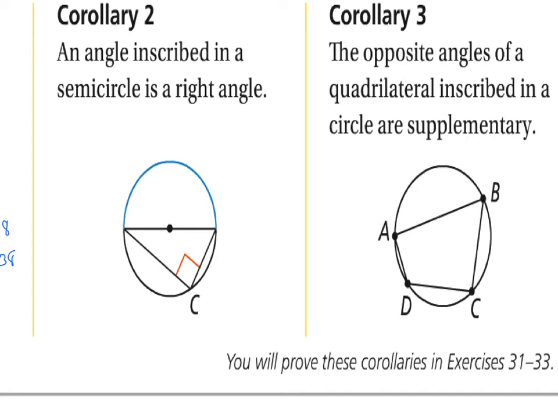Second corollary says an angle inscribed in a semicircle is a right angle. Well, the reason being, again, here's angle C. If I follow angle C, it intercepts the whole semicircle here. Semicircle is 180 degrees. If I divide that by 2, that means angle C has to be 90 degrees. So anytime an inscribed angle intercepts a semicircle, it's going to be a 90-degree angle.